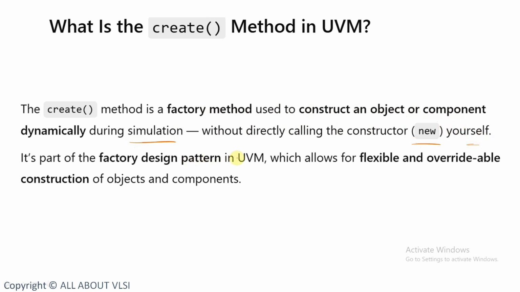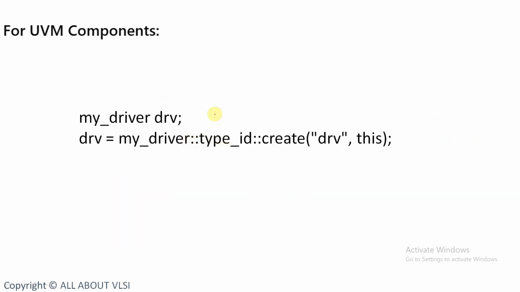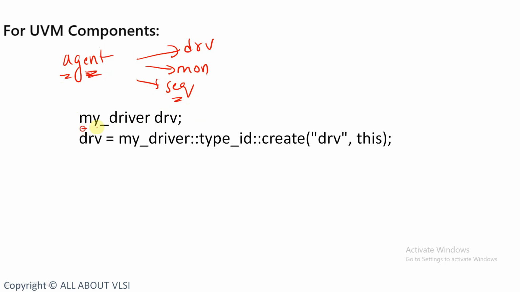And it's a part of factory design pattern in UVM, which allows flexible and overridable construction of objects and components. So this particular driver instance, we are going to create it in the agent. This agent, we already know, is going to contain driver, monitor, sequencer, right? So in this agent code, we are going to create the instance of your driver. my_driver is the driver name, followed by drv, which is your handle name.